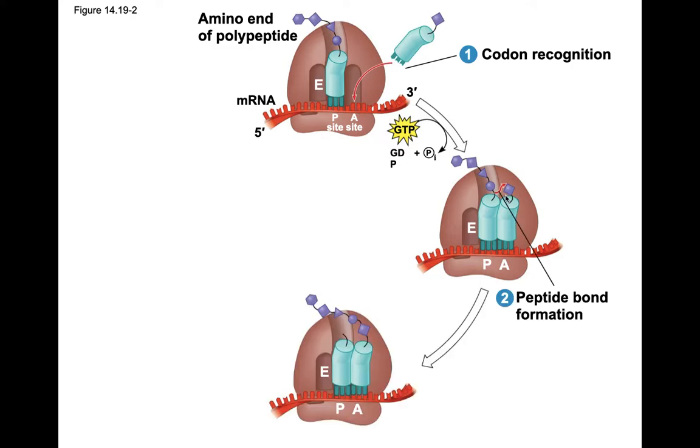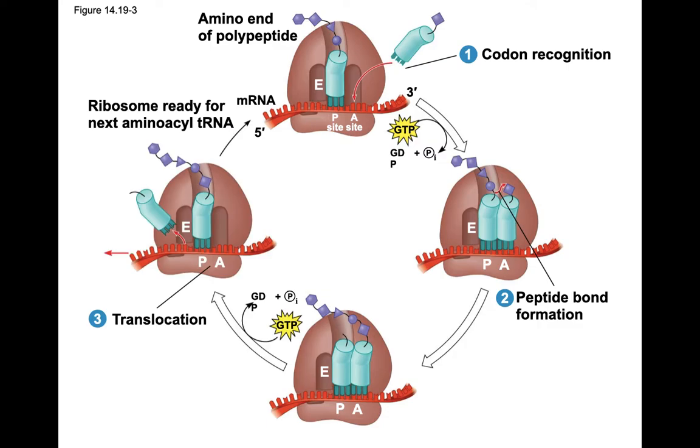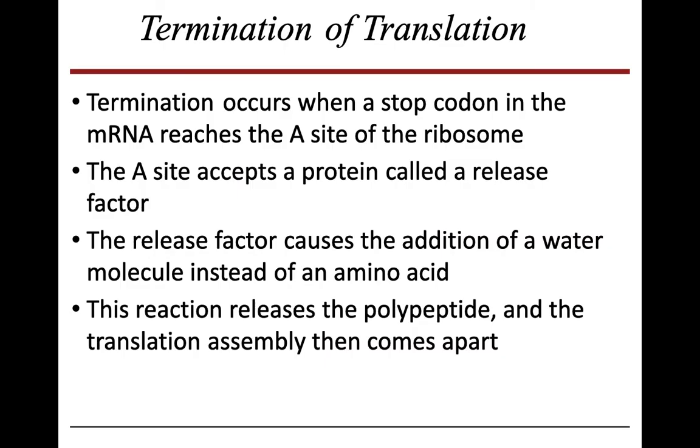And then the peptide bond between these two molecules, remember it's a covalent bond, so we're going to be sharing electrons and doing dehydration synthesis, removing a water molecule, will form a polypeptide, and that continues. And every time we have the A shift to the P, and the P shift to the E, and then the E tRNA exits.